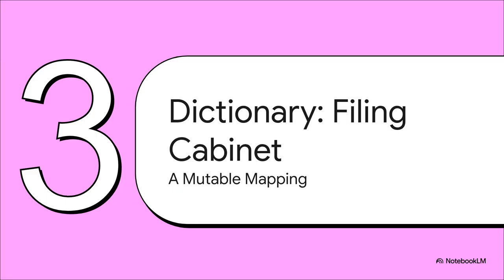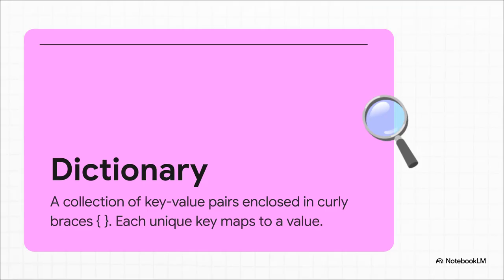Okay, so that's the sealed box. Now let's go check out the filing cabinet, the dictionary. And if the tuple is all about being fixed and rigid, the dictionary is all about being flexible and organized. So here's the first big difference. A dictionary couldn't care less about order. It's not a sequence. Instead, it's a collection of what we call key-value pairs.